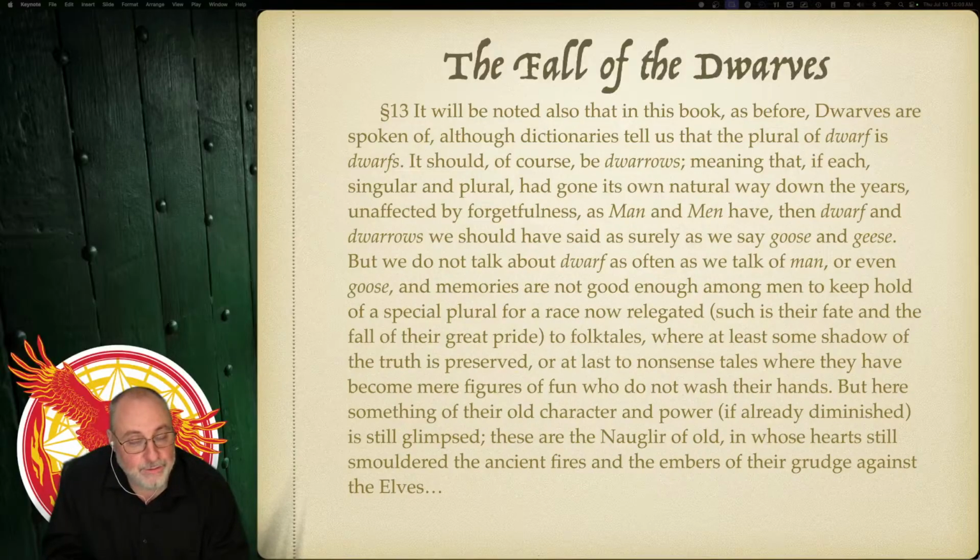Because they kept aloof and secretive, they were forgotten by men. And since they were forgotten by men, they became relegated to folk tales, and at last to nonsense tales like Disney movies. And so, we have forgotten how to correctly pluralize dwarf. Not that it should be dwarves, but it should be dwarrows.